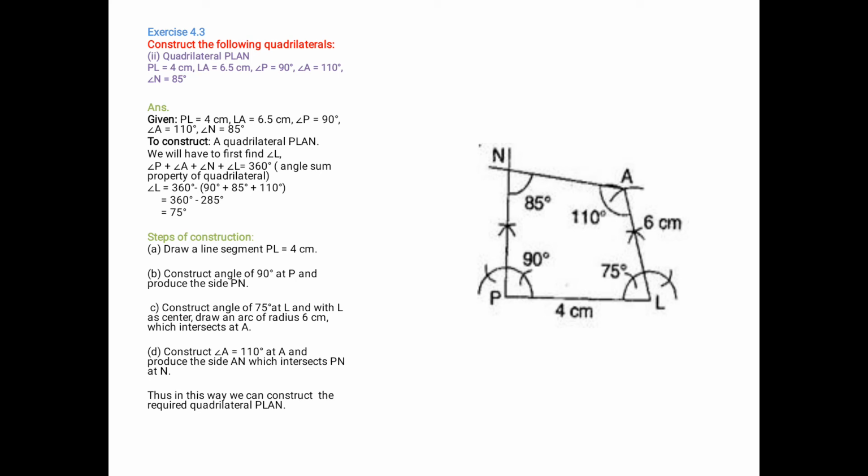Well, here draw a line segment PL of 4 cm. Now construct an angle of 90 degrees at P and produce the side PN. Also construct an angle of 75 degrees at L, and with L as center draw an arc of radius 6 cm which intersects at A. Similarly, construct angle A equals 110 degrees at A and produce side AN which intersects PN at N. Well, thus in this way we can construct the required quadrilateral PLAN.